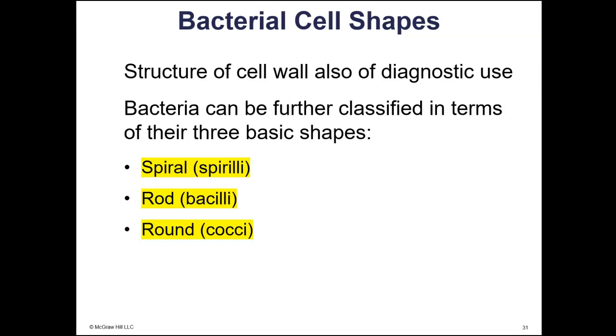They're either spiral shape, rod shape, or round. The spiral shaped bacteria we call spirilla or spirochete, and spirilla is plural and spirillum is singular. The rod-shaped, we call bacilli or bacillus. And the round or spherical, we call cocci or coccus.